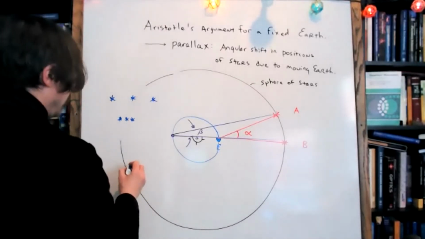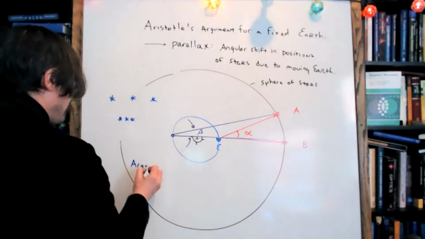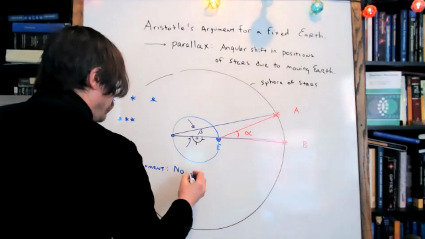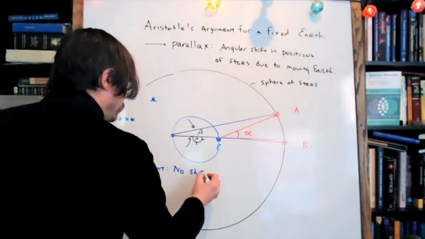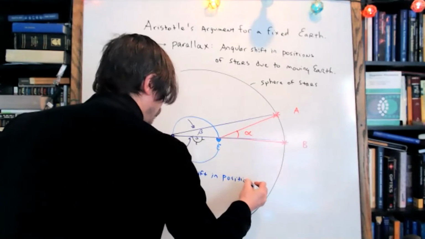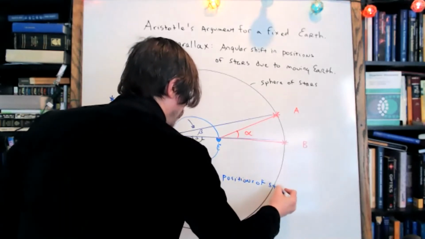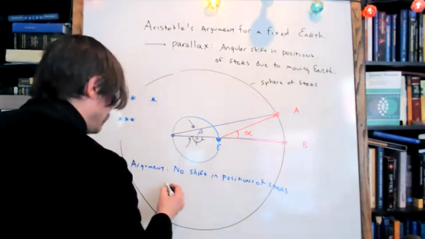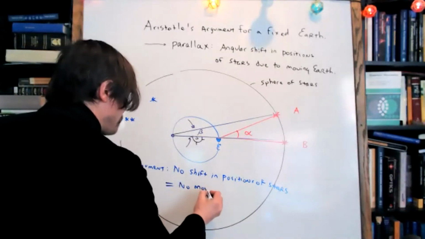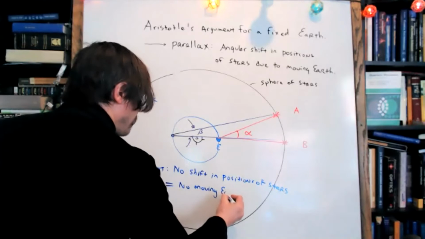And the argument goes like this. Let's write that down. No shift in the positions of stars basically equals no moving Earth.